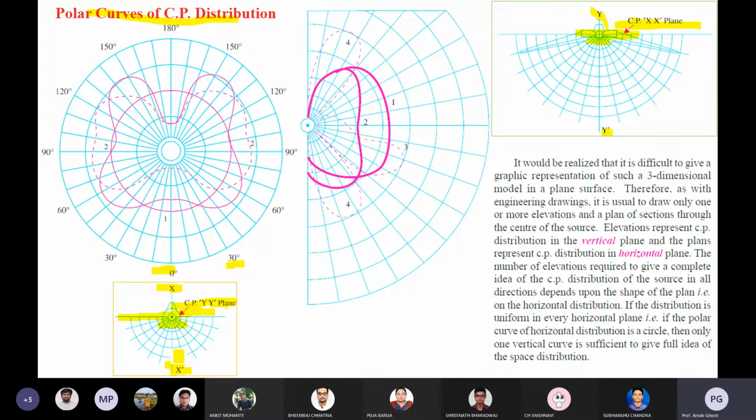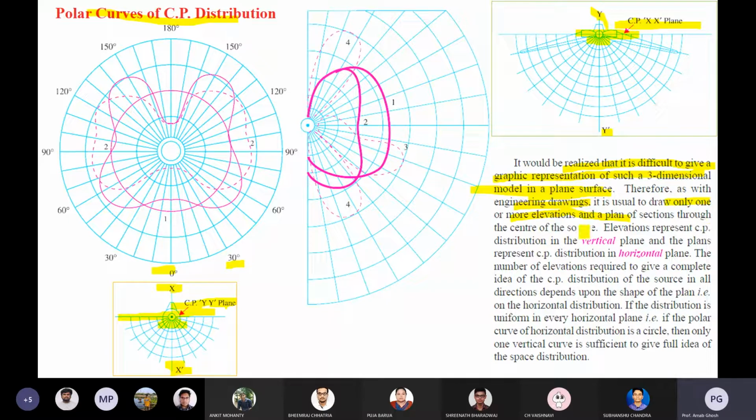It is difficult to give a graphic representation of a three-dimensional model of the plane surface that you need to find out. Therefore, with engineering drawing, it is usual to draw only one or more elevations of the plane. Elevation means front view. In graphics drawing, I think you can recall that. The sections show the center of the source, the elevation representing the candle power distribution in the vertical or in the horizontal. Two modes of operation are possible.